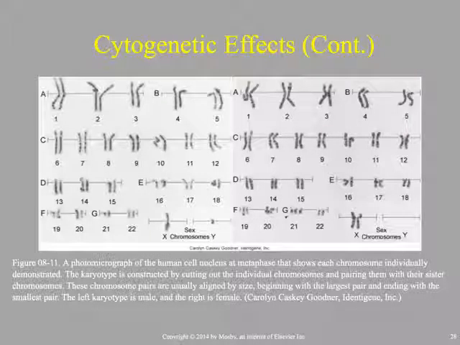Here is a karyotype from our textbook. Again, these were chromosomes that were captured and mapped during that M phase. And we can see different kinds of damage that has occurred at this time. Let me try to point out some.